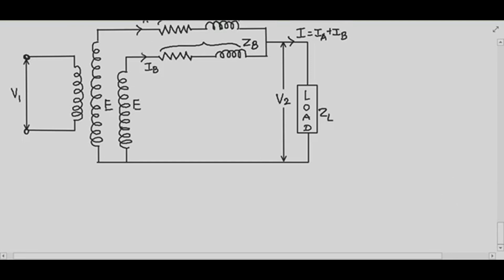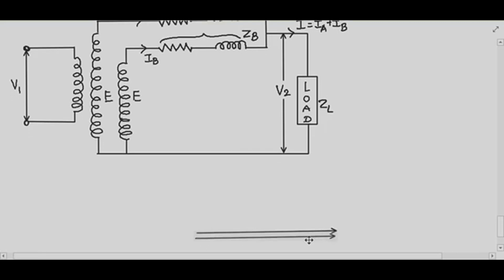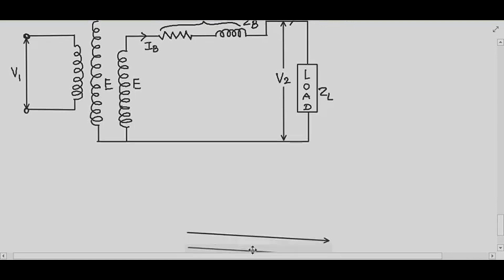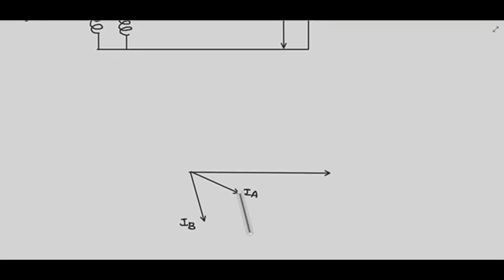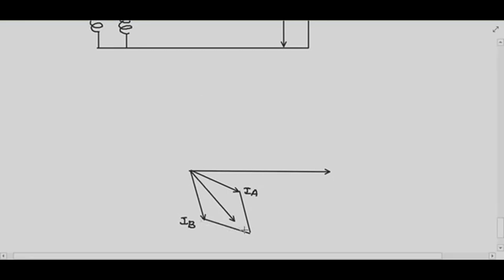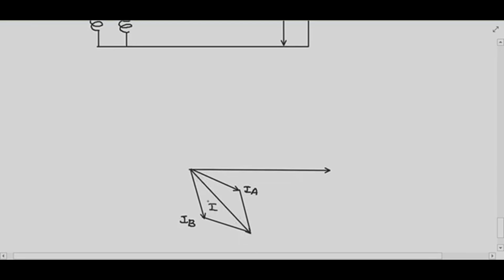For drawing the phasor diagram, I will take V as a reference vector. Then currents IA and IB are not equal. So this is your current IA, and IB is more inductive than IA, so this will be your IB. Then what is your total current? Total current is nothing but the vector sum of both. So I will take the vector sum of IA and IB, so that I will get the load current, the current flowing through the load, which equals I.